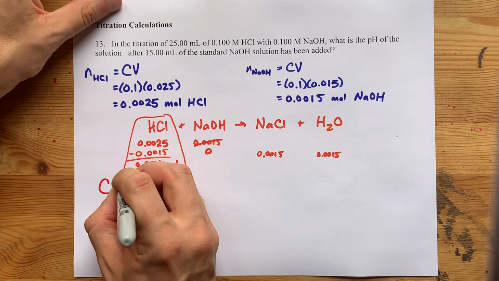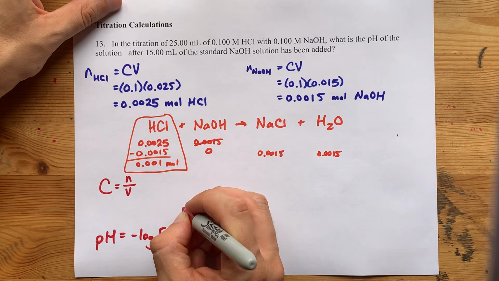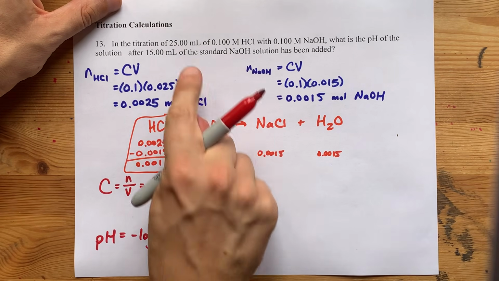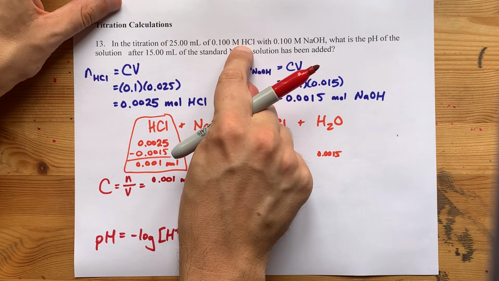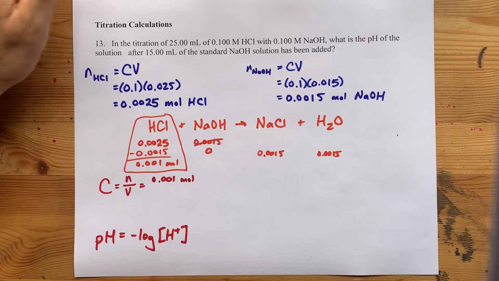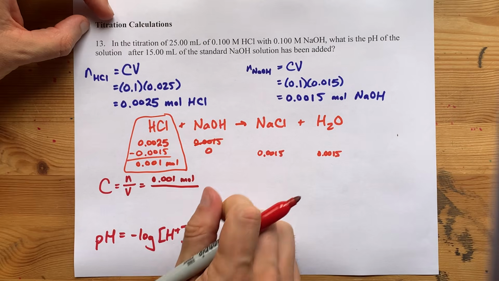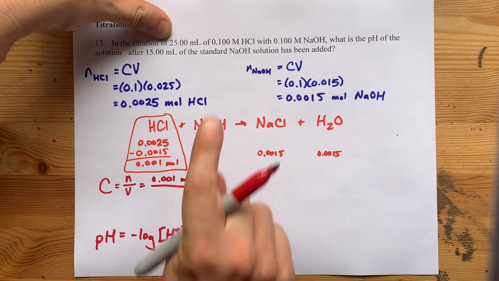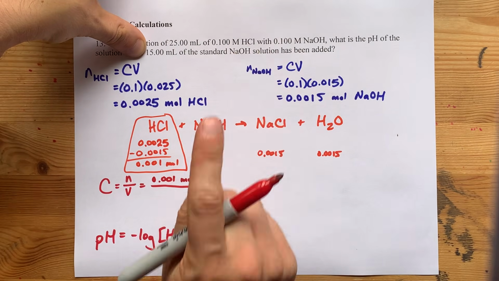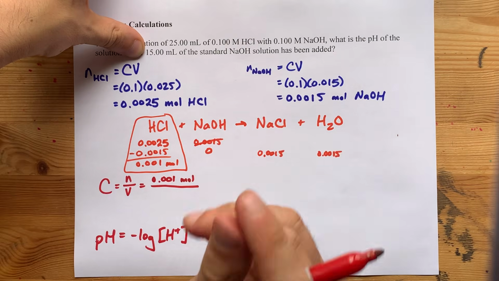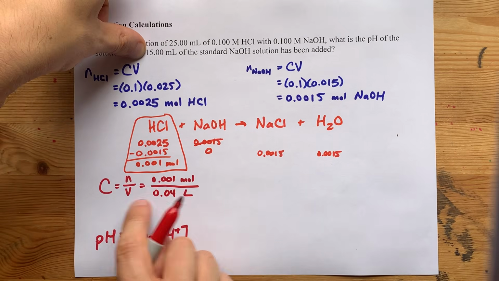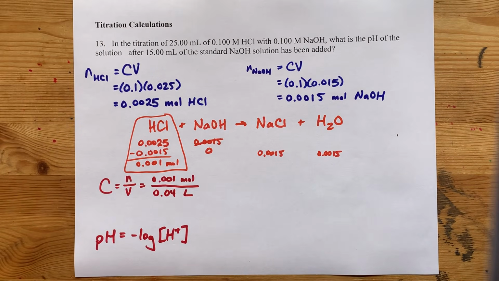The concentration is moles divided by volume. We do know the number of moles that's remaining. It was the difference between moles of HCl that we started with and how much NaOH we used up in reaction with it. But watch out for your volume. You started with 25 milliliters of HCl and you added 15 milliliters of NaOH. That gives you 40 milliliters total. And so you need to use that total volume for V in this calculation.